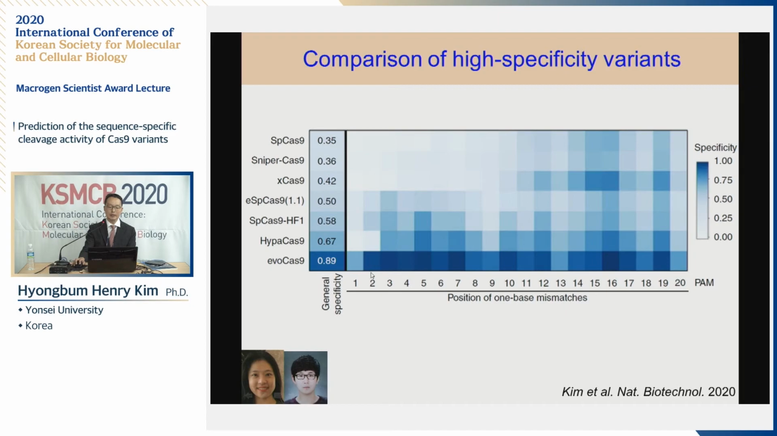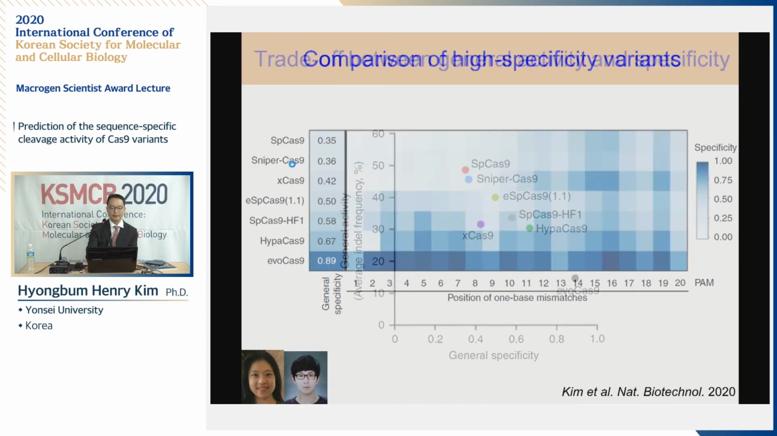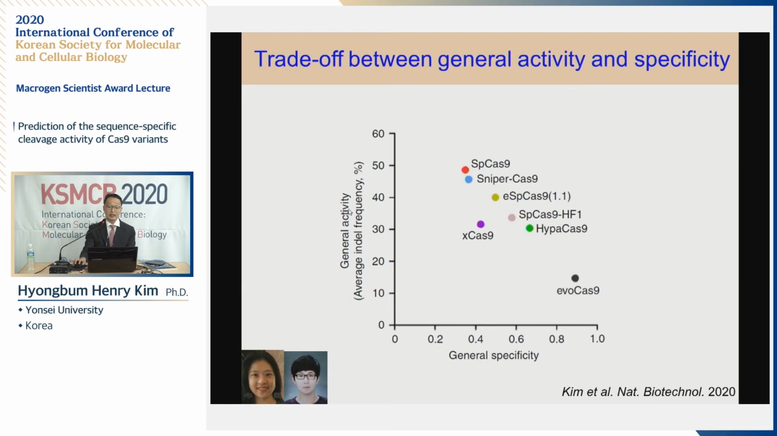If a one base mismatch is not tolerable, that indicates the variant is highly specific. We observed that eSpCas9 was highly specific, and SpCas9-HF was the least specific. When you compare the general activity and general specificity of these variants, we observe a trade-off. These highly specific variants show low general activity, and SpCas9, which showed the greatest activity, showed low specificity.